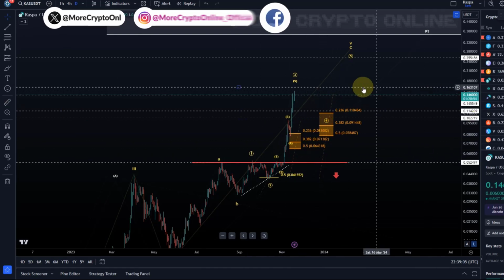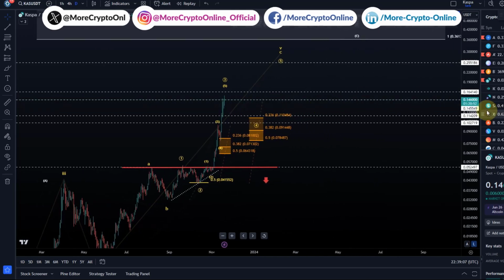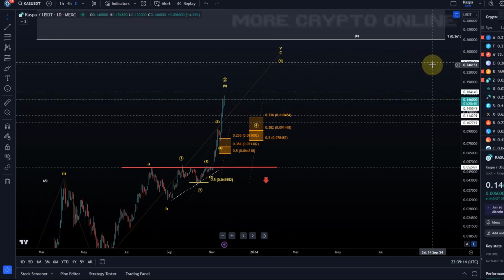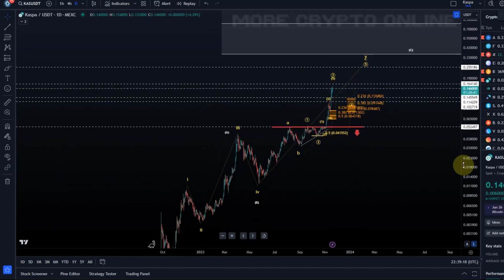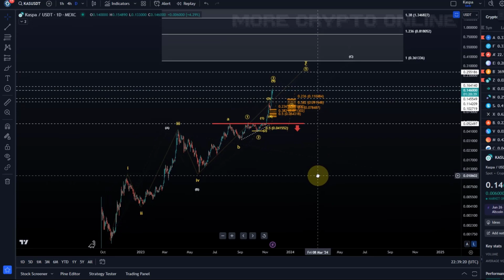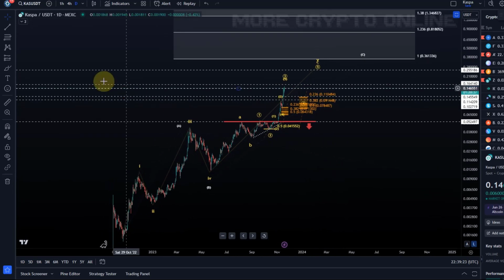So Kaspa reached the next Fibonacci level that was communicated at 14.6 cents. Above that level, we've got 16.4 cents, 25 cents, and possibly 36. There are two scenarios we observe. That shouldn't be anything new to anyone who's been watching the videos recently.